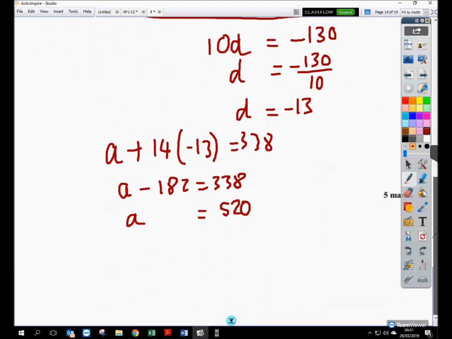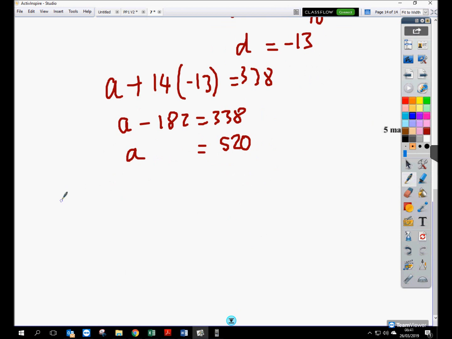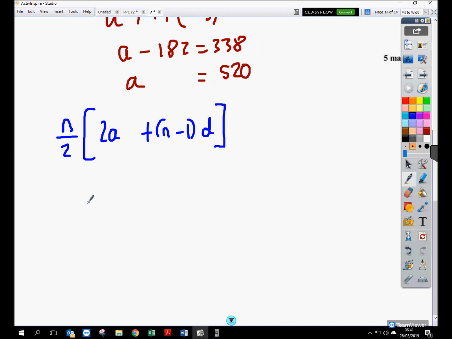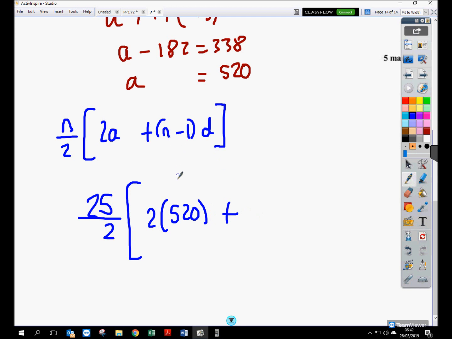And then it says find the sum of the first 25 terms of this series. Sum of the first 25 terms. So from the formula sheet, you copy down the formula, which is n over 2, square brackets, 2a plus (n minus 1)d. This is from the formula sheet, and this works out the sum of n terms. So we have n is 25, 25 terms. Okay, so 25 over 2, square brackets, 2 times a, so 2 times 520, plus n minus 1, so n is 25, so n minus 1 is 24, times by d, which is negative 13.